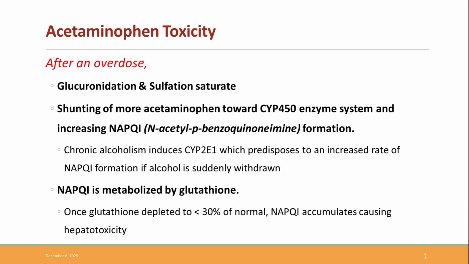However, in overdose situations, conjugation pathways saturate, shunting more drug into the cytochrome system and producing excess NAPQI. When glutathione stores fall below about 30%, hepatotoxicity sets in. Chronic alcohol use induces or increases CYP2E1 expression and activity, meaning patients with a history of chronic heavy alcohol consumption who suddenly stop drinking are especially vulnerable.